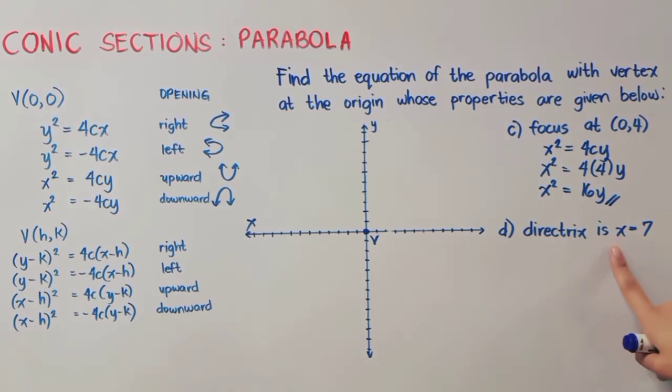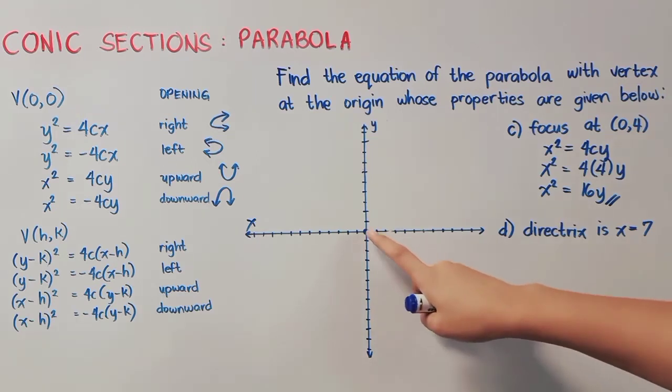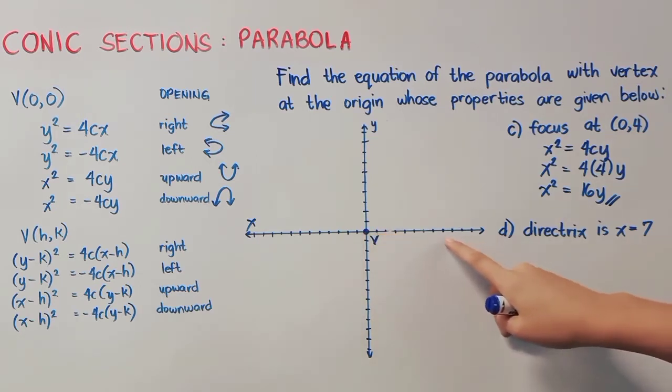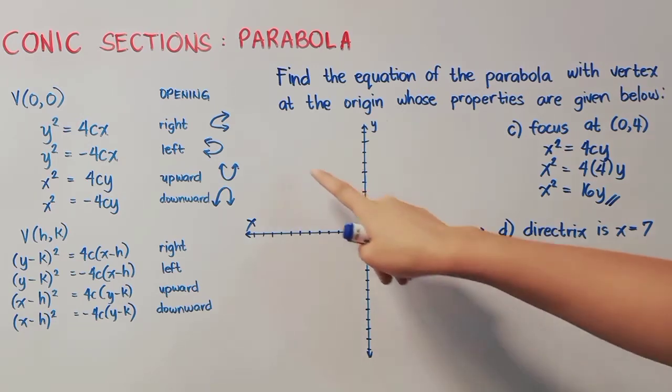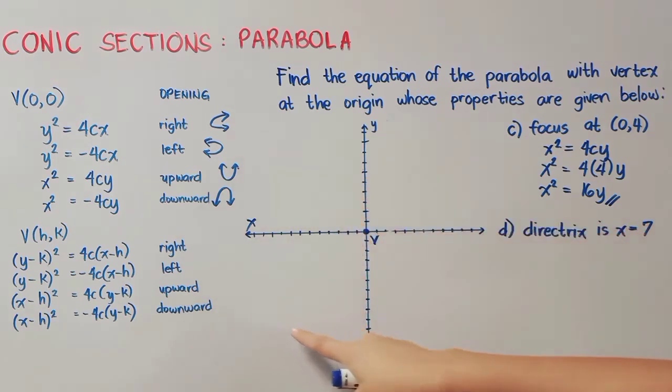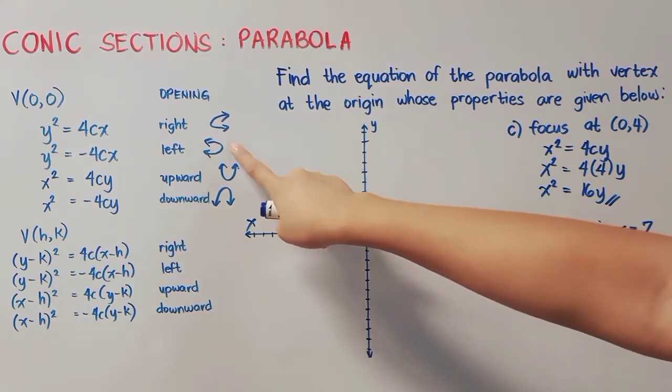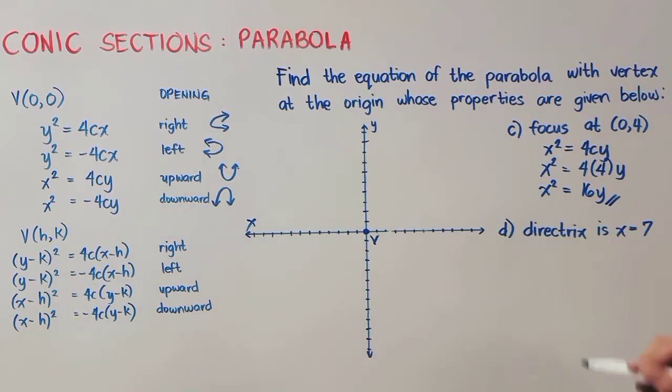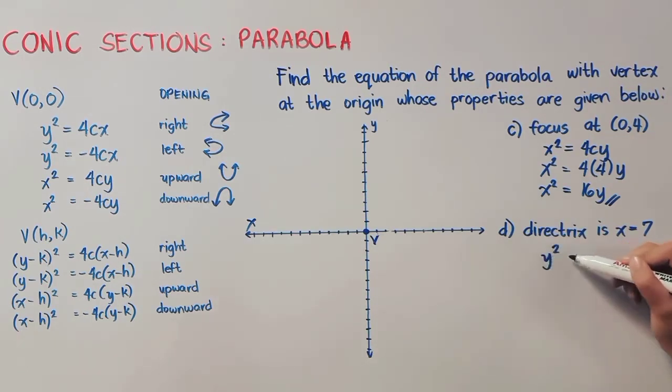Let us now proceed to D. Directrix is x equals 7. So, it is found here in our x-axis. So if this is our directrix here, it means to say that our parabola opens to the left. In that case, we will be using this form. y squared is equal to negative 4cx.